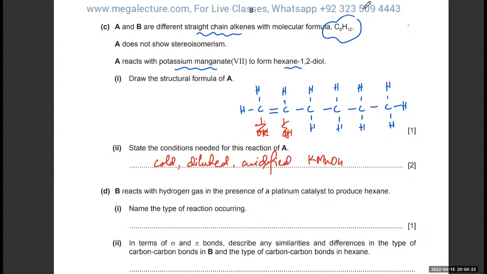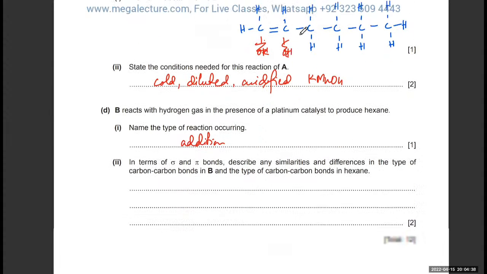Now B reacts with hydrogen gas to produce hexane. Okay, that's fine. Name the type of reaction. B reacts with hydrogen gas in the presence of platinum catalyst. That's addition. That is what happens when you have an alkene.